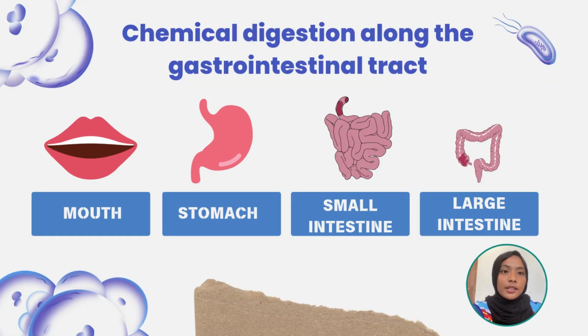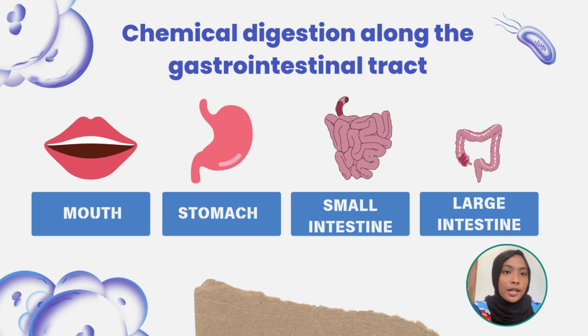Next is chemical digestion along the gastrointestinal tract. At the mouth, salivary amylase starts breaking down starch into sugars. At the stomach, pepsin digests proteins into smaller pieces in an acidic environment, and gastric lipase begins breaking down some fats. At the small intestine, pancreatic enzymes like amylase for carbs, trypsin for proteins, and lipase for fats continue digestion.